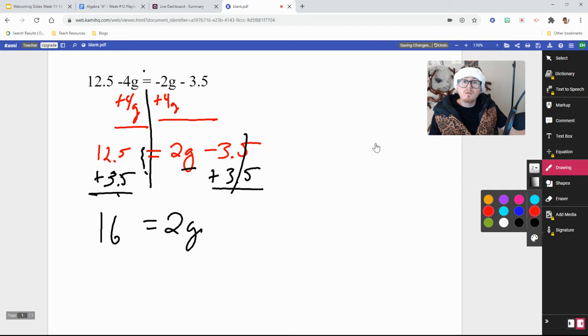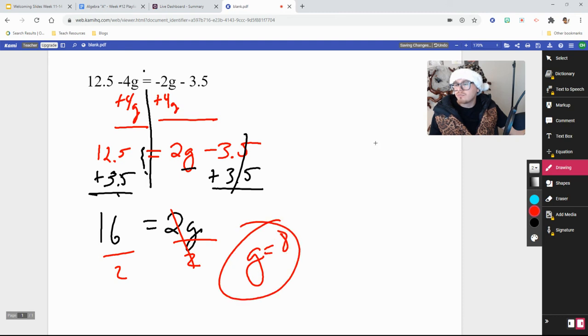Hopefully y'all are following. And then it's just a one-step equation. Divide by 2, and we get G equals 8. Game, set, match.